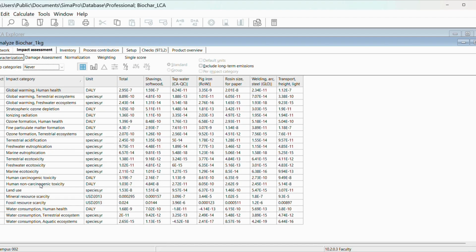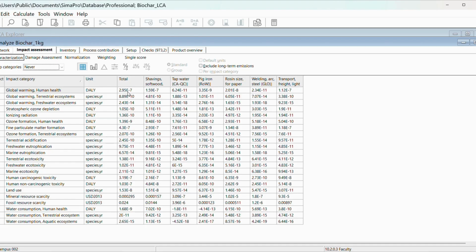So let's focus on the first category, that is global warming, human health, and let's try to analyze. It will provide us how to analyze the impact assessment. As you can see here, in global warming impact category, total environmental impact is 2.95 times 10 to the power minus 7, and unit is kg carbon dioxide equivalent. That means that much carbon dioxide equivalent is produced during production of 1 kg of biochar.